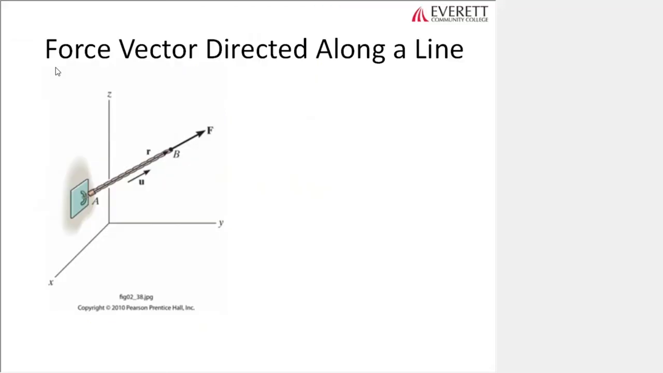Okay, the next topic is one that will never go away and will be in almost every problem you will do for the rest of this class. So it's important that you really understand it and really get to know it. Force directed along a line is what it's called. So what we have to figure out is how do we borrow the direction from the position vector? And that's what we're going to do right now.